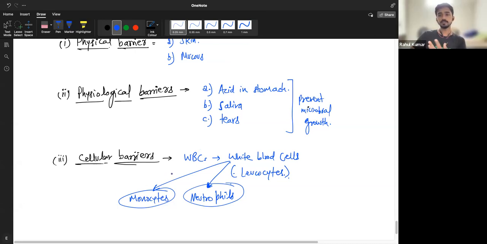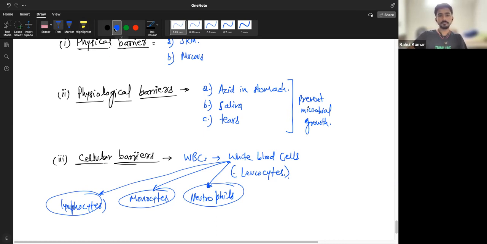So the types of white blood cells: neutrophils, monocytes. There are also basophils and lymphocytes. So out of these four, basophils, monocytes, neutrophils, and lymphocytes, two are cytes, two are phils. Basophils, neutrophils, monocyte, lymphocyte. So three of them, lymphocyte, monocyte, and neutrophils, act as cellular barriers in innate immunity.